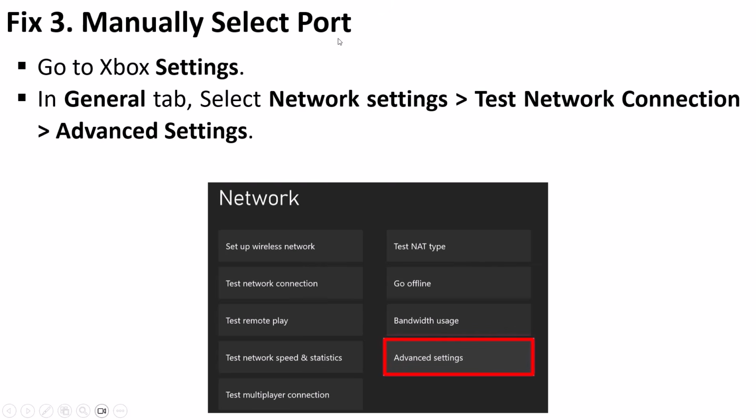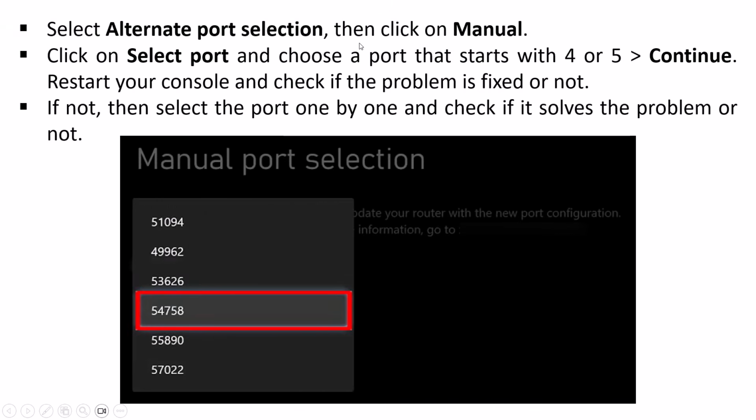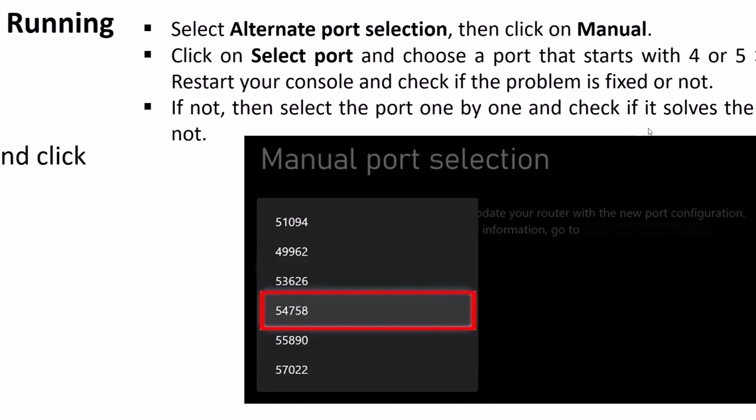Fix 3 is to manually select port. Go to Xbox settings, in the General tab select Network settings, Test network connection, Advanced settings. Select Alternate port selection, then click on Manual. Click on Select port and choose a port that starts with 4 or 5, continue. Now restart your console and then launch the game and check. If that doesn't help, then select the ports one by one and check which one worked for you.